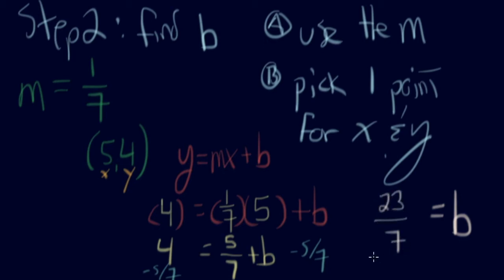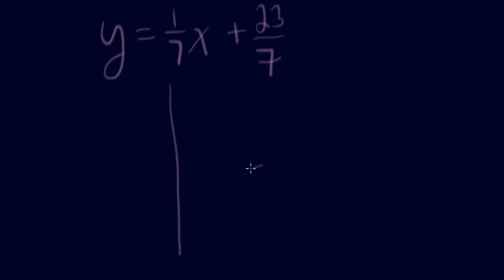Boom, like that. Okay, so now I can go and write my equation. I got b, and I have m. So now my actual equation is going to be y equals 1/7 x plus 23/7. Awesome. And if you're going to go back and graph stuff, right, you have to go and graph that.